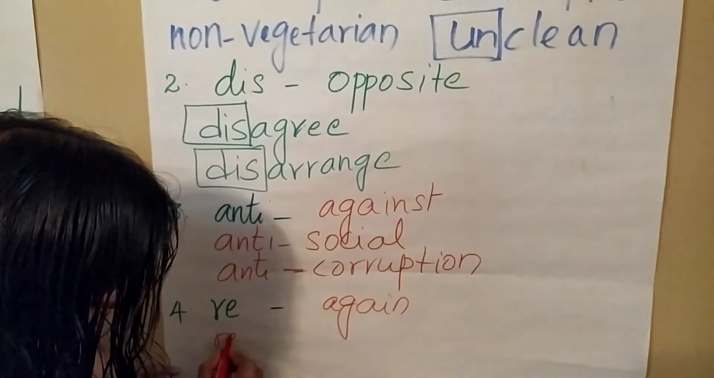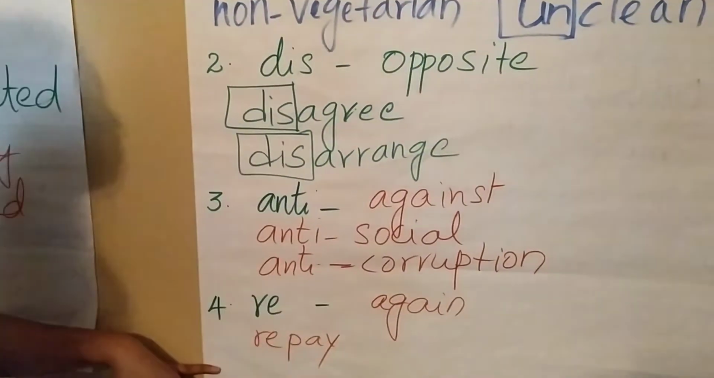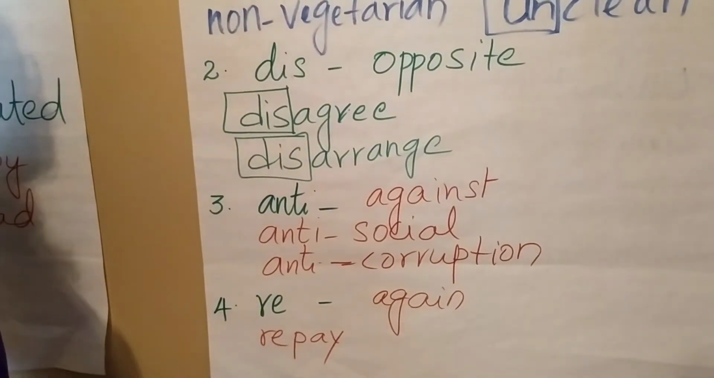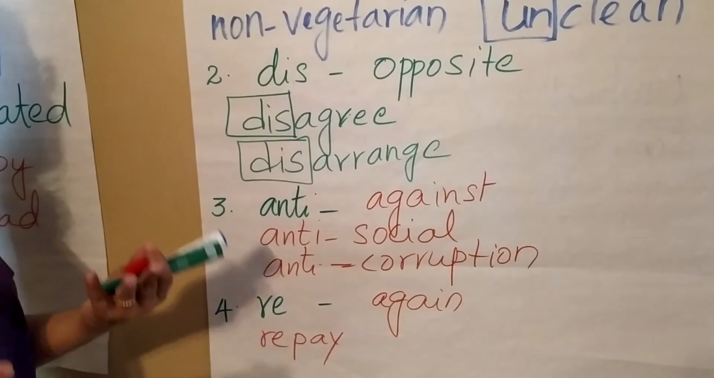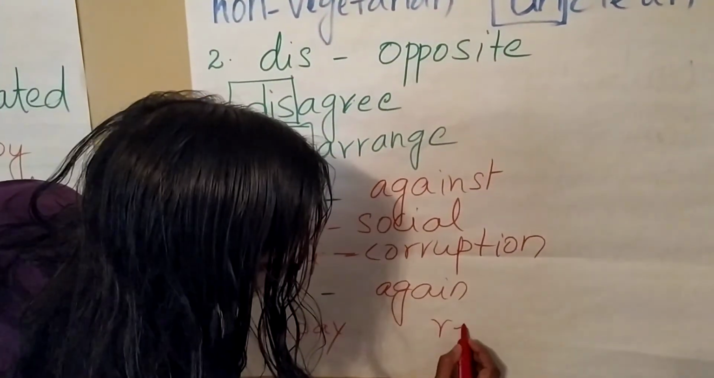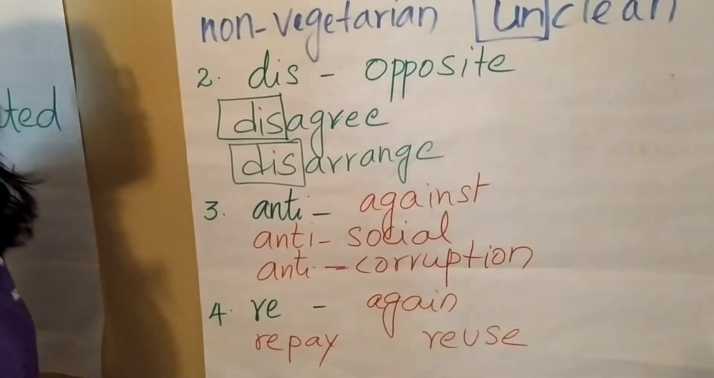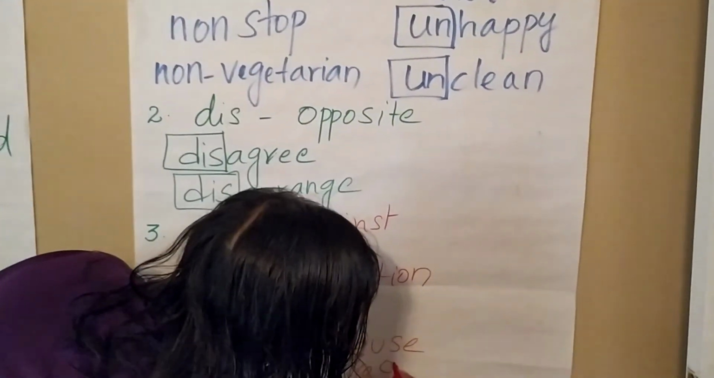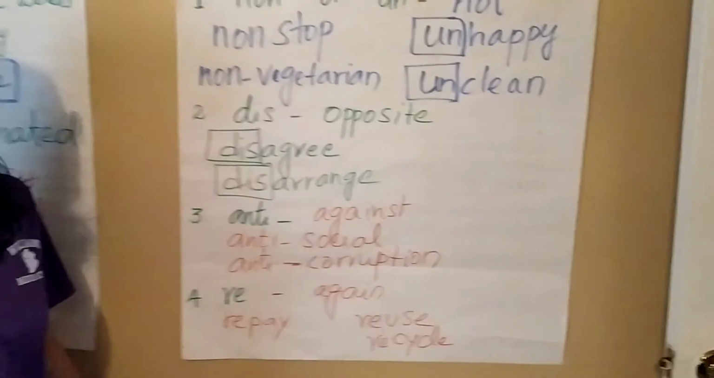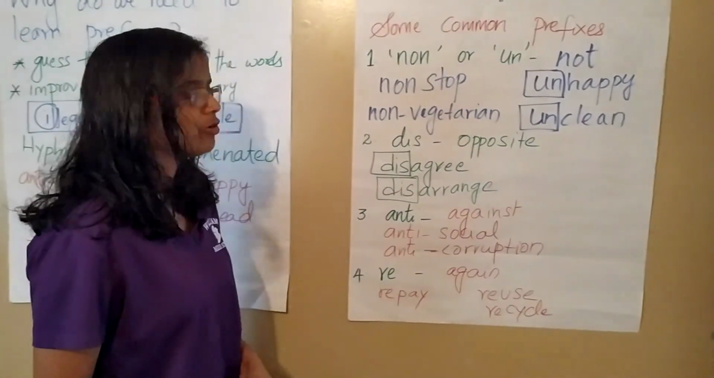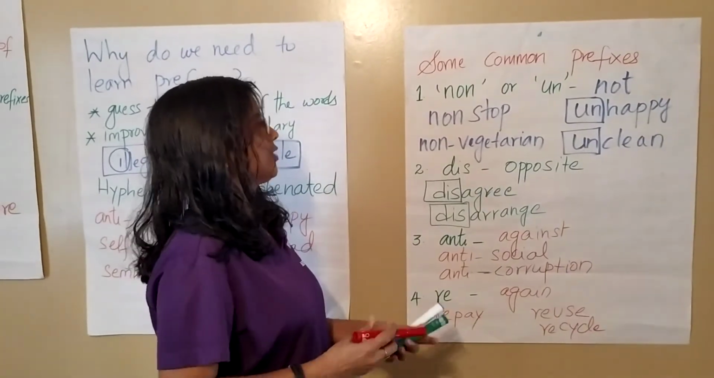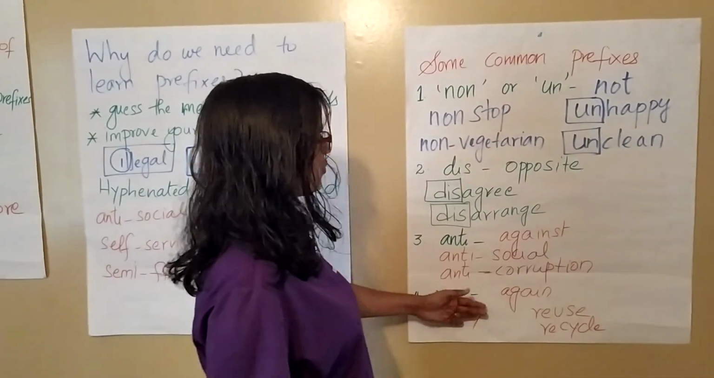So when you repay, what does it mean? You pay again. And we often talk about saving the environment. And what do we need to do to save the environment? We reuse. Right? Reuse. We recycle. Very common words that we use. So all these have the prefix re, which means to do it again. Alright? Yes, so these are some common prefixes.